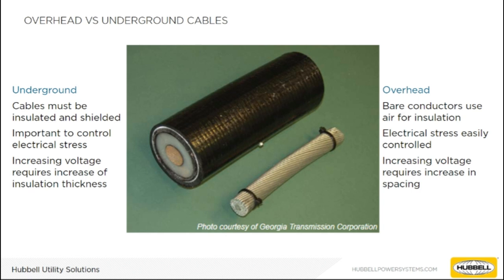Overhead lines enjoy the ability to use increased space and air as an insulator. But with underground, you don't have that luxury of space. If it's buried, it has to be insulated. A few of the most important factors in underground cables are insulation and shielding. A medium voltage line must be properly insulated and shielded in order to minimize electrical stress and losses. As voltage increases, so does the cable insulation thickness.